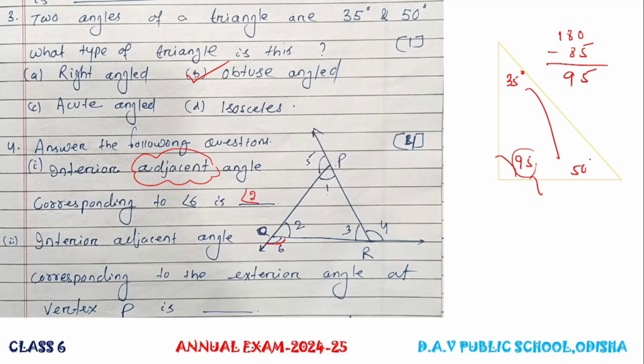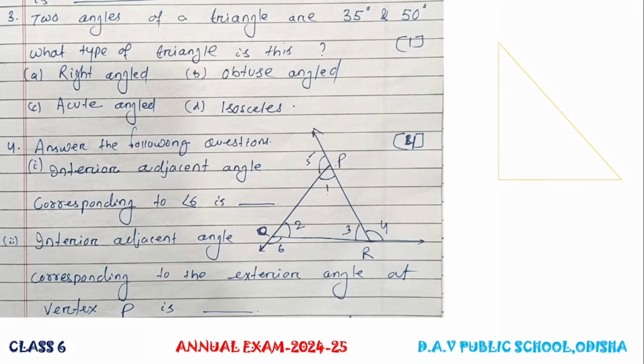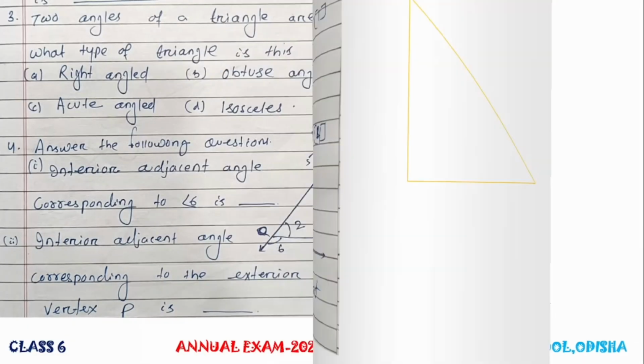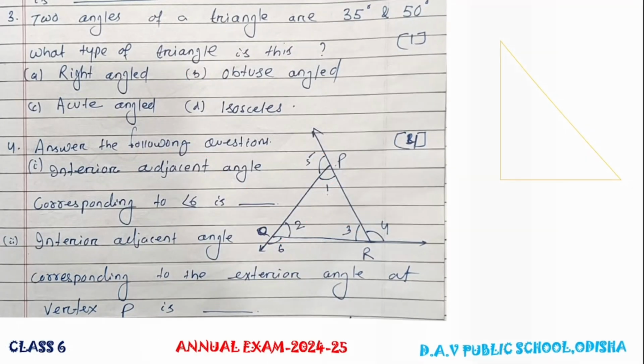Next, the interior adjacent angle corresponding to the exterior angle at the vertex P. At vertex P there is only one exterior angle, that is 5. We should find the adjacent, meaning near angle, that is 1. So the answer is 1. If the question asks for the opposite angles, then the opposite interior angles of 5 are 2 and 3. Similarly, for 6 the opposite interior angles are 1 and 3. Okay. Next, the third one: the exterior angle at the vertex R. The vertex R means angle 4. So the answer is angle 4.